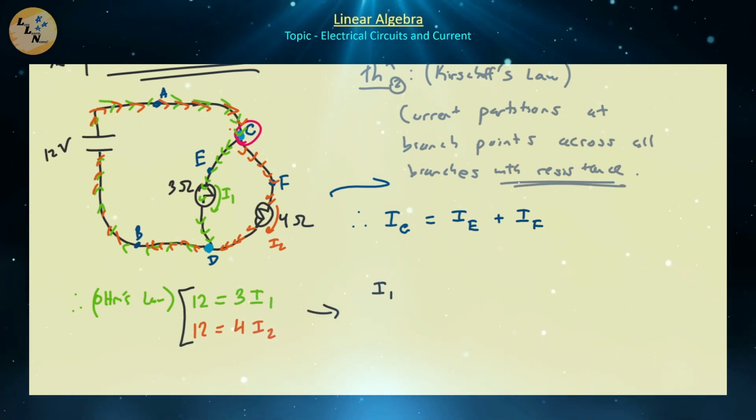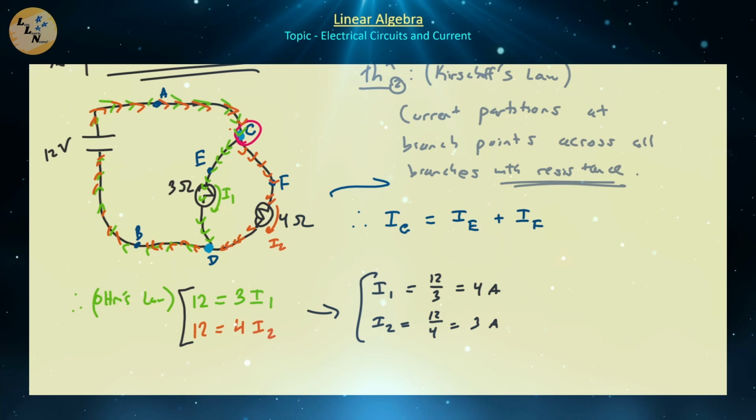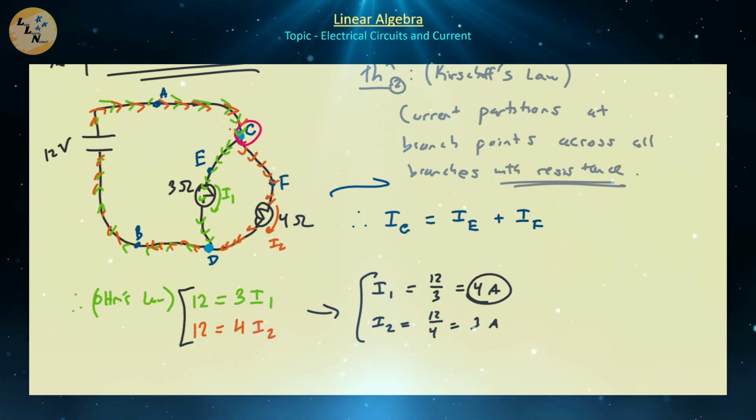From it we can see that I1 is going to be equal to 12 divided by 3, which is 4 amperes, and the current I2 is going to be equal to 12 divided by 4, which is 3 amperes. So what do we have here? The current through the lesser resistor has a higher current, and the current passing through the higher resistor is going to be a lower current.